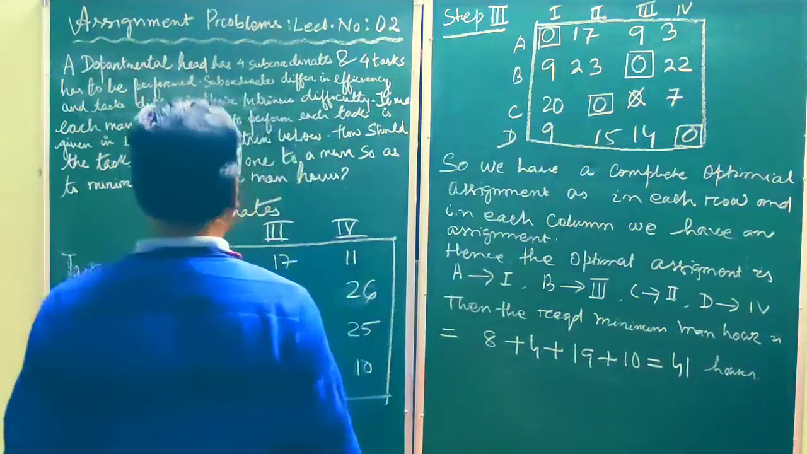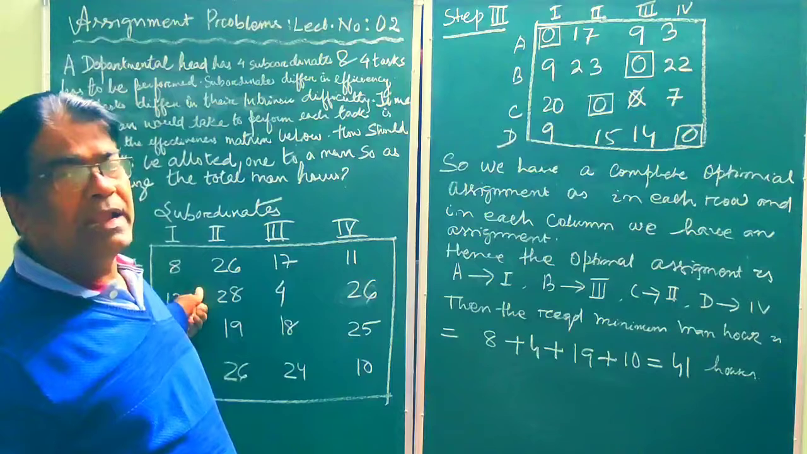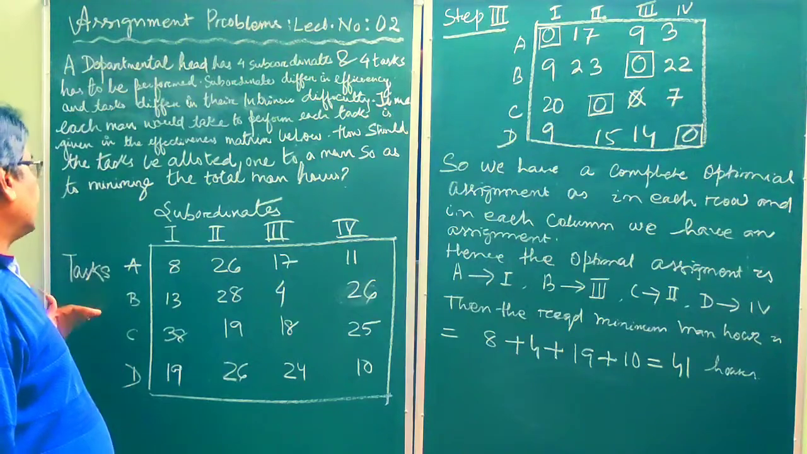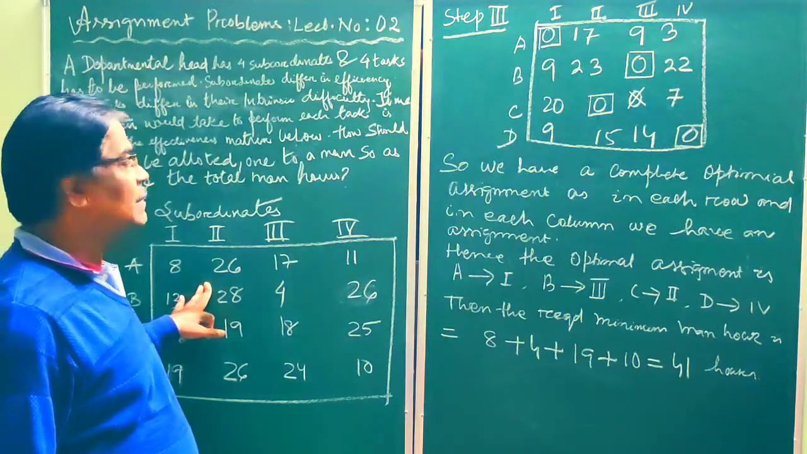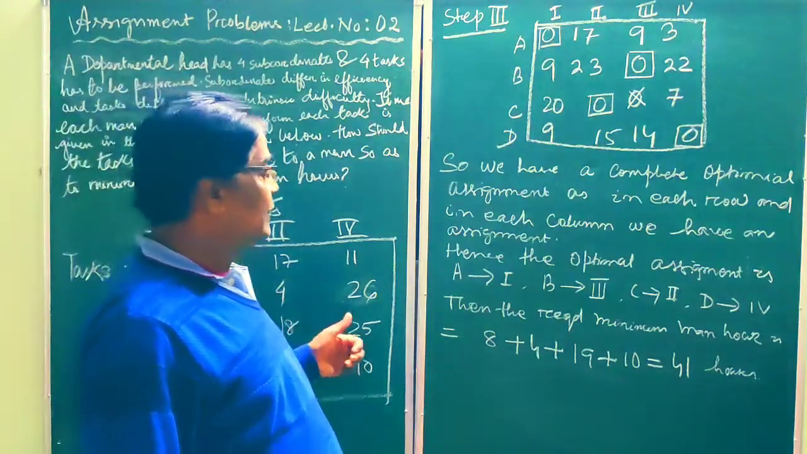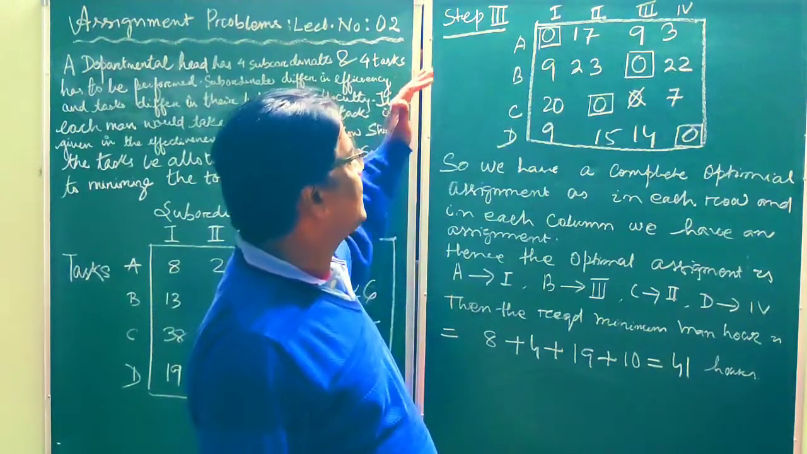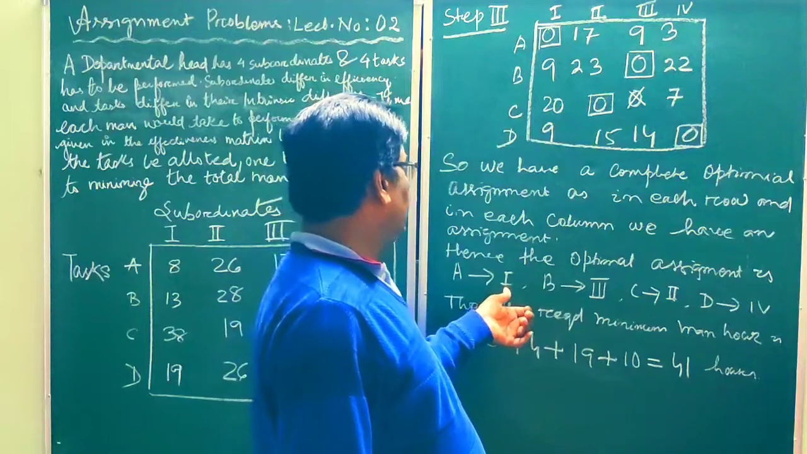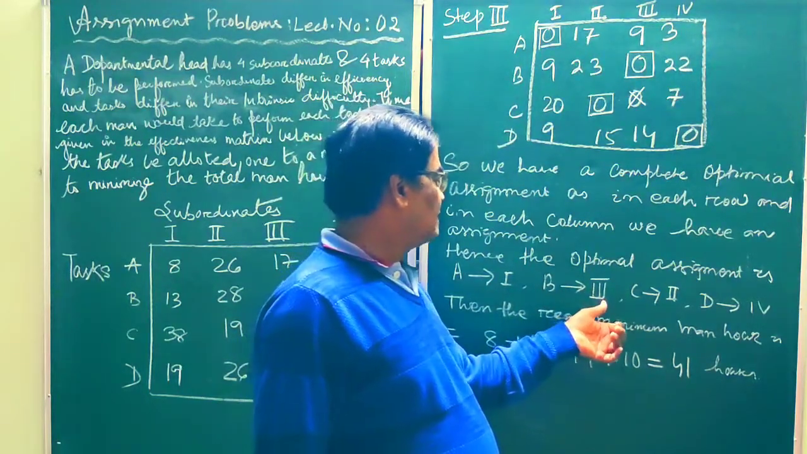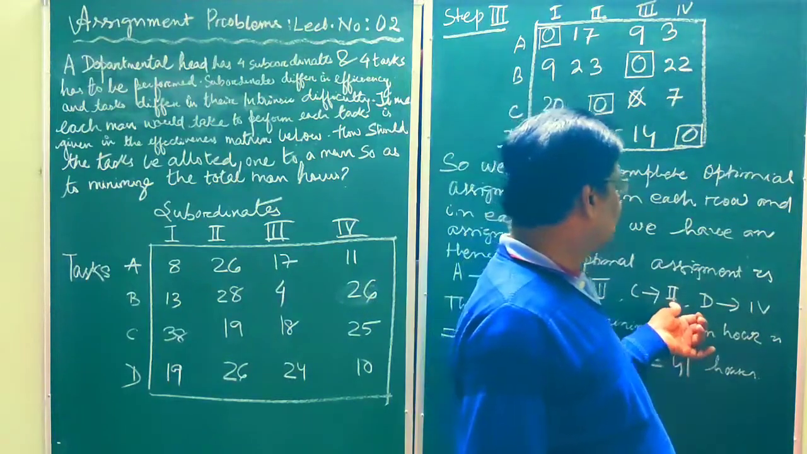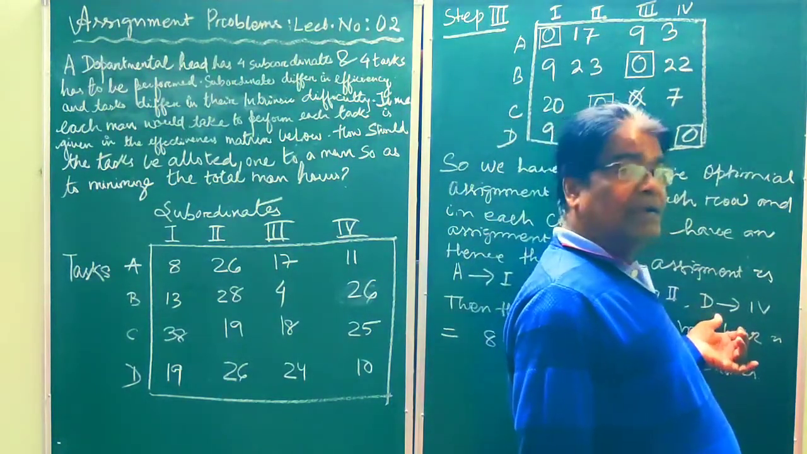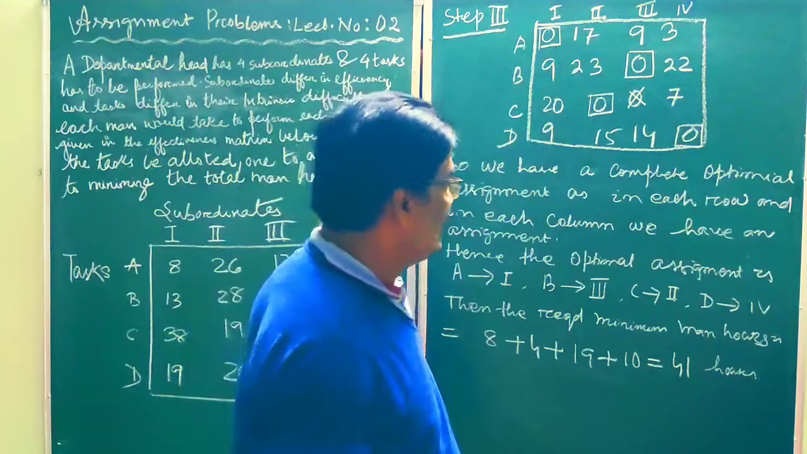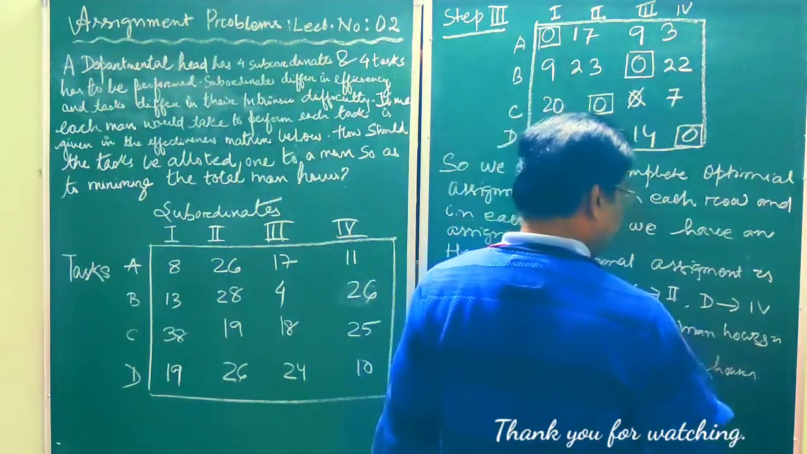So here the question is given and we have to solve this problem so that the tasks are distributed among the subordinates properly so that we get minimum man-hour. So after solution we get task A is assigned to subordinate first, task B to subordinate third, task C to subordinate second, and task D to subordinate 4. And the total man hours is equal to 41. Answer.